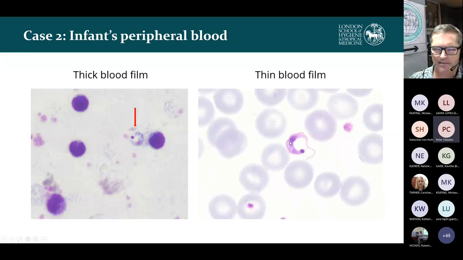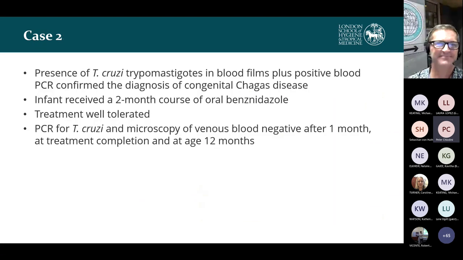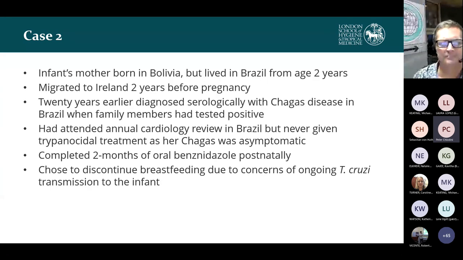Oh, now bottom, you're testing me, no, Peter. That's nucleus down there, kinetoplast, that's it. That's characteristic of cruzi and not brucei. So that's 100% diagnostic. Next slide, please. So game, set, match. This could only be congenital Chagas disease. We've got a full house, PCR, and seen the trypanosomes. Baby got a 2-month course of oral benznidazole and tolerated it very well. And the PCR and microscopy were negative at 1 month, at 2 months at treatment completion, and at age 12 months.